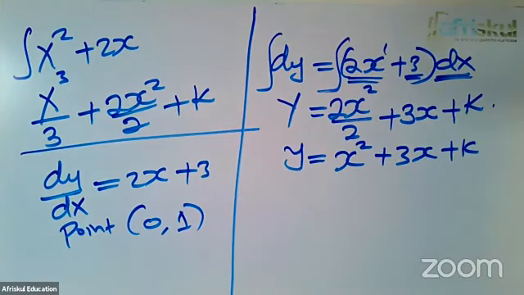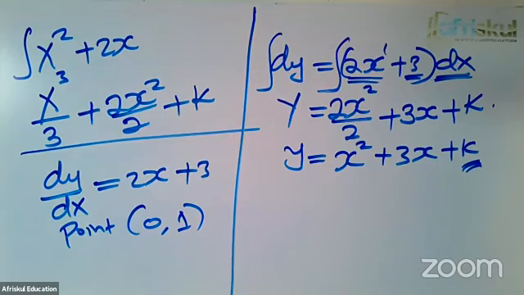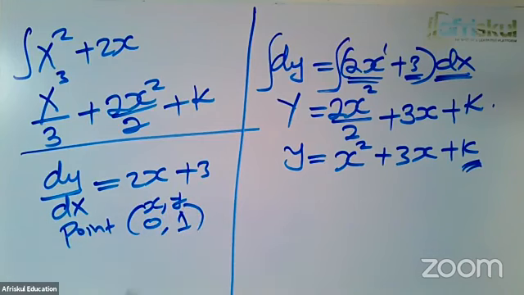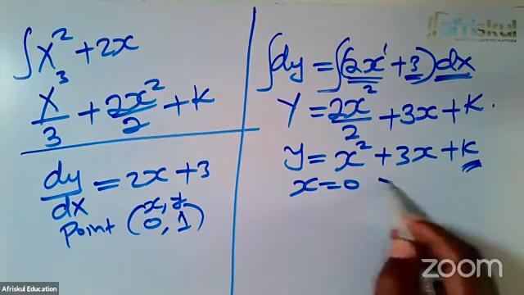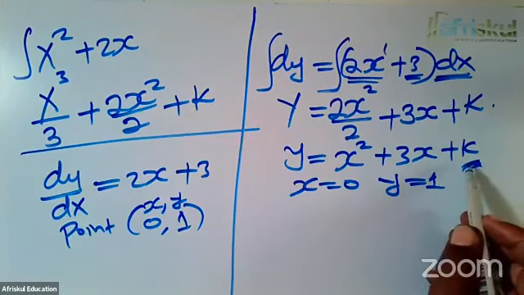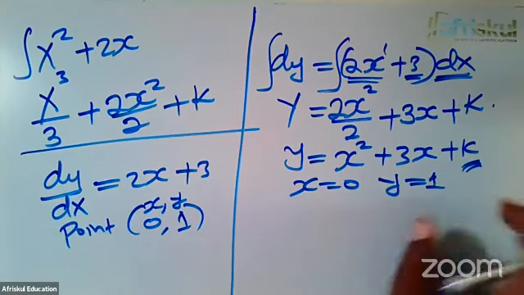So here they have now given us a point. Whenever they give us a point, they want us to eliminate K. They want us to be able to get this K. So remember, this point is in the form of (x, y). So basically they are telling us that x is 0 and y equals 1. So please eliminate this K by evaluating it. Give us the value of K.